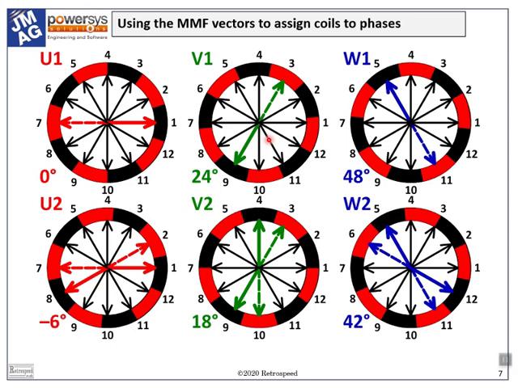Now let us rotate the rotor by a further 120 electrical degrees to the position shown at W1, which is 48 mechanical degrees past the original reference position at U1.